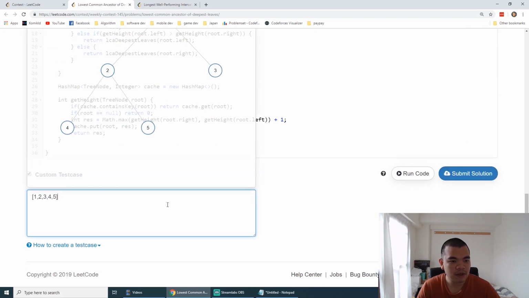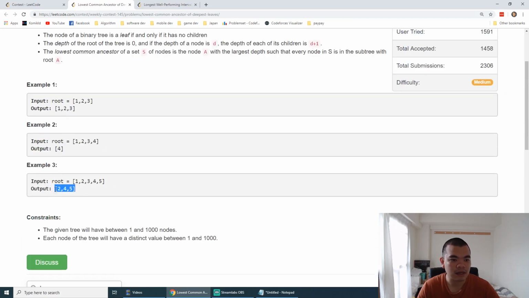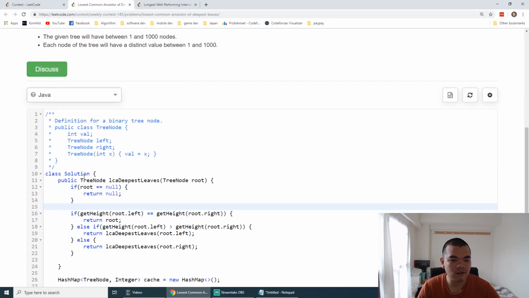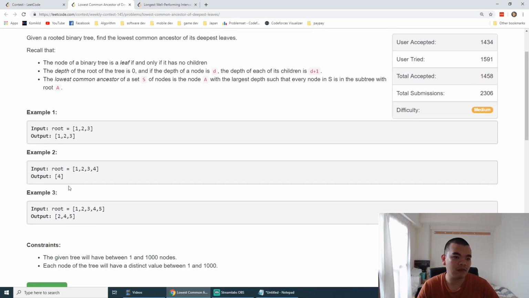Let's take another example here: 1, 2, 3, 4, 5. We have 3 leaves, 3, 4, 5, but the deepest leaves are 4 and 5. The common parent of 4 and 5 is 2. So we return 2 in that case, right? And when we have 1, 2, 3, 4, we have 2 leaves, 4 and 3. The deepest leaf is 4, so the common parent of 4 is 4 itself, so we return 4.